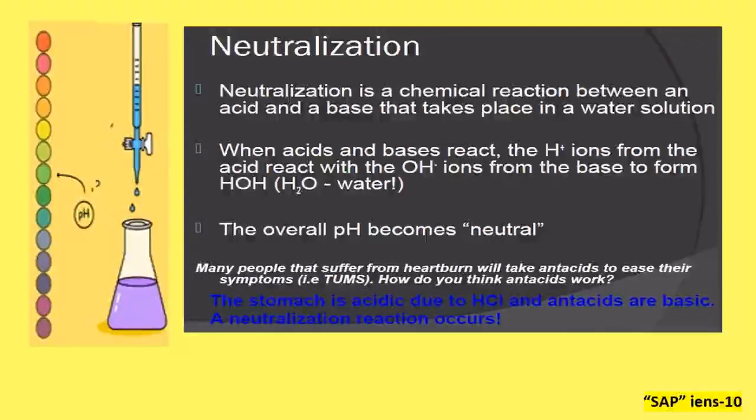Many people who suffer from heartburn will take antacids to ease their symptoms, that is Tums. How do you think antacids work? The stomach is acidic due to the HCl and antacids are basic. Milk of magnesia is a material present in antacids, that is magnesium hydroxide. Here a neutralization reaction occurs.